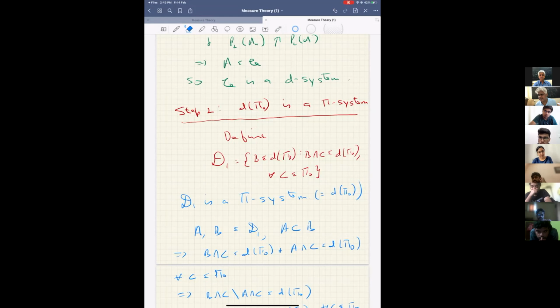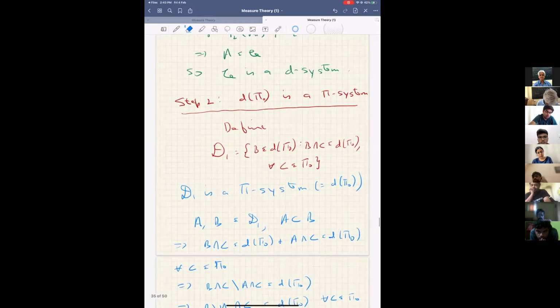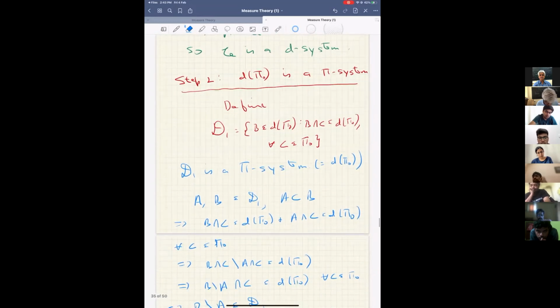And our claim is it's actually a D system. Then it becomes equal to D of pi 0, because it's a D system, a subset of D of pi 0 by definition. And it's at least as big as D of pi 0 because it's a D system which includes pi 0. So we have to argue that this system is actually a D system. So let's go step by step.